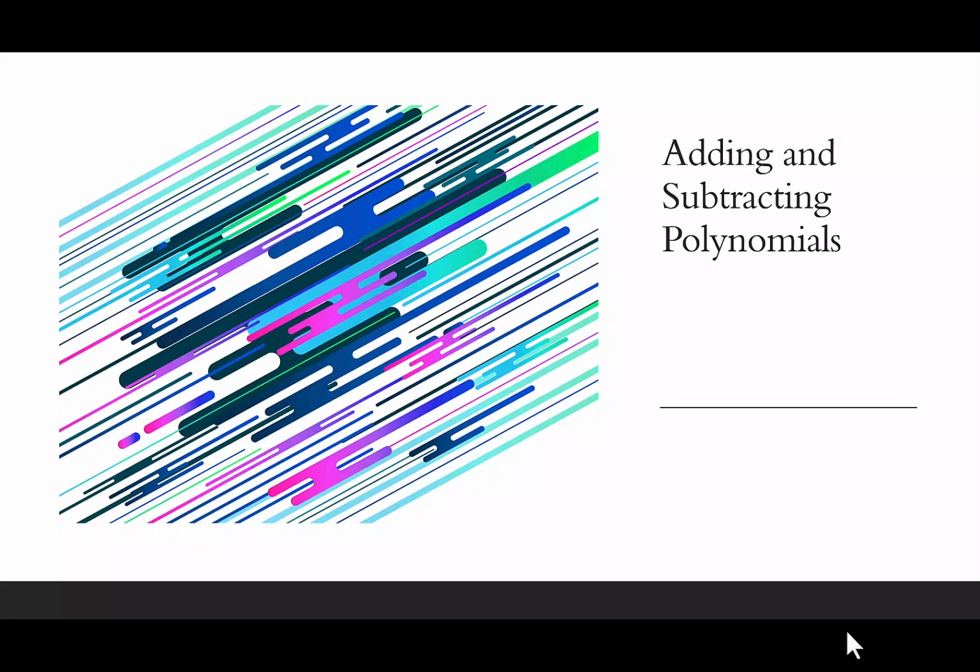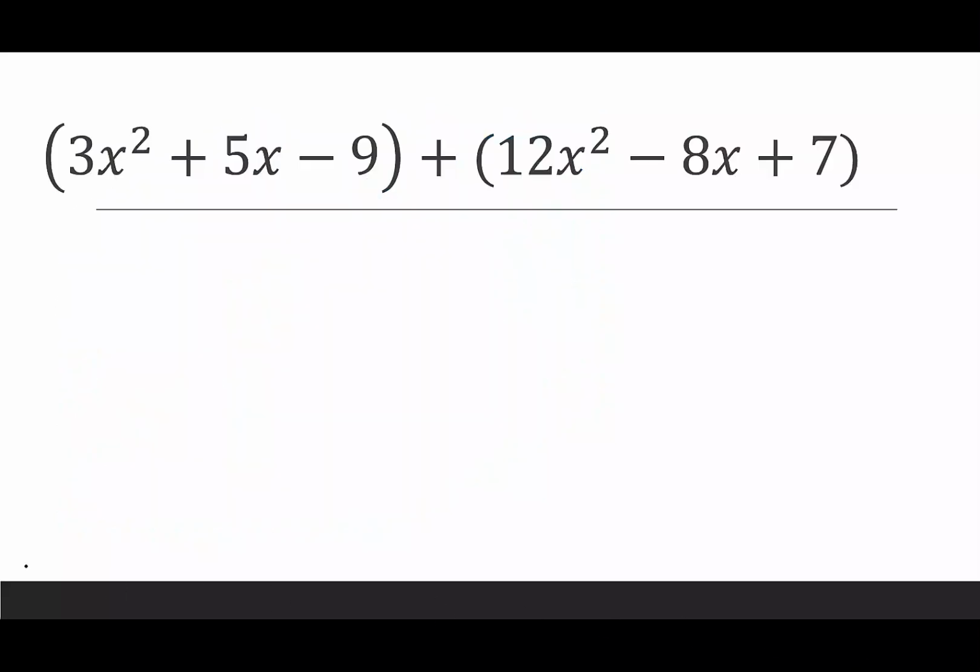Let's take a look at adding and subtracting polynomials. We'll start with 3x squared plus 5x minus 9 plus 12x squared minus 8x plus 7. As we add polynomials, we always combine like terms. So I can see the 3x squared is like the 12x squared. They both are x squared terms, so what we're going to do is add the coefficients. 3 plus 12 gives me 15x squared.